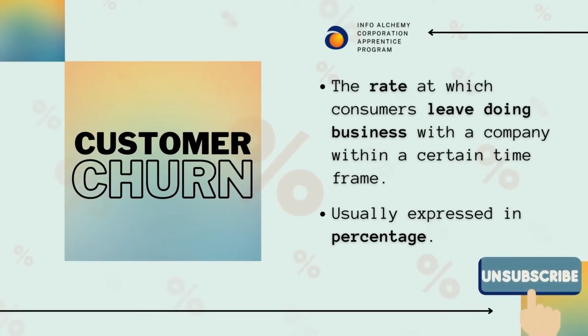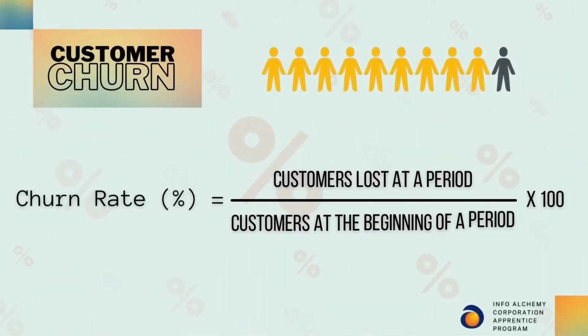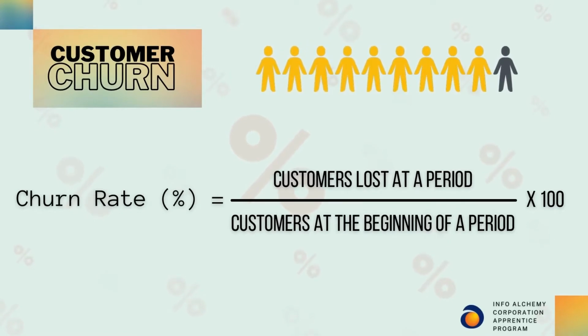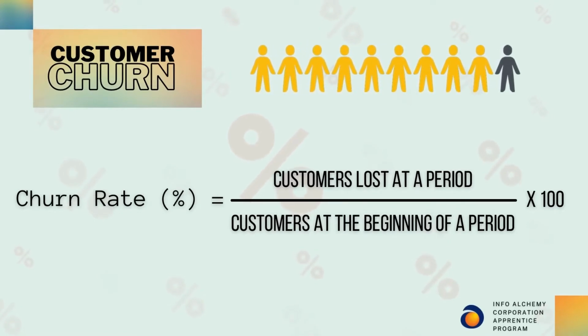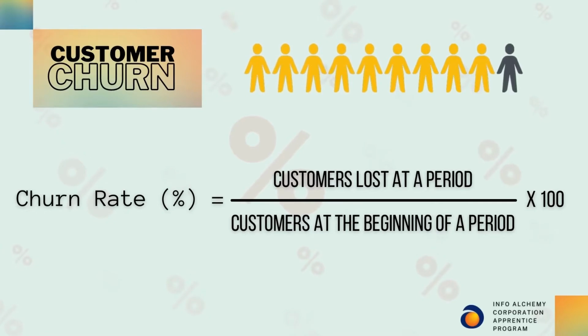Churn rate, also known as customer churn or rate of attrition, is the rate at which consumers leave doing business with a company. The most frequent way to express it is as the percentage of service subscribers that cancel their memberships within a specified time frame. We can compute the churn rate by dividing the number of customers lost at a certain period by the number of customers at the beginning of that period, multiplied by 100.